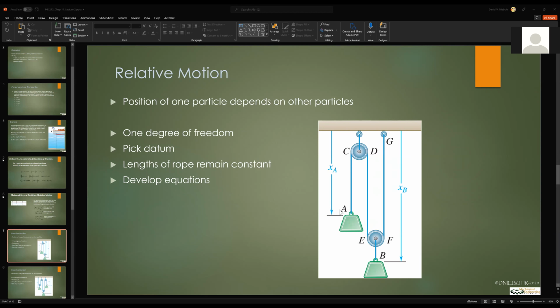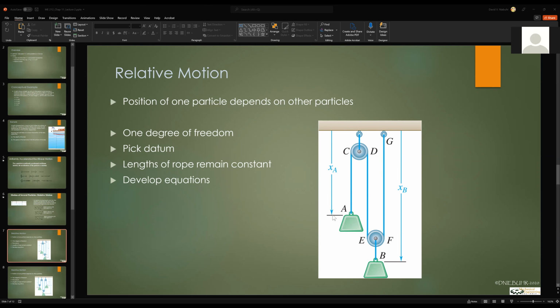When we do a problem like this, the first thing we do is identify how many degrees of freedom. In this case, we have 1. Then we pick what's called the datum. The datum is a fixed reference point where nothing moves. It could be a line through CD, or a line through the 2 eyelets at the top. It doesn't matter, as long as it's something that's not moving. Then we draw a line down to each object. You could go to the top of A or the bottom of A. It really doesn't matter because we don't have any physical distances.